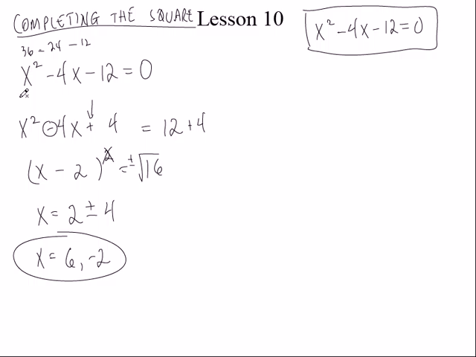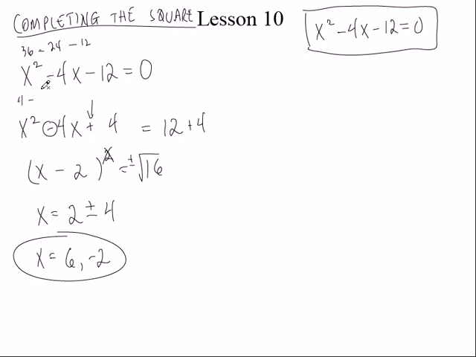Come on, negative 2 squared. Negative times negative is positive. 2 squared is 4, okay? Minus 4 times negative 2. So it's what? Right, it's minus negative 8, which would be the same as what?